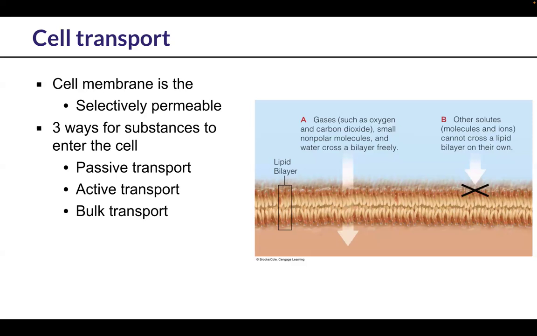So there are certain things that go in and out of cells easily, but not everything can, because some things are just too big or some things are non-polar and the cell doesn't want to let them through. So that's why we say the cell membrane is selectively permeable.